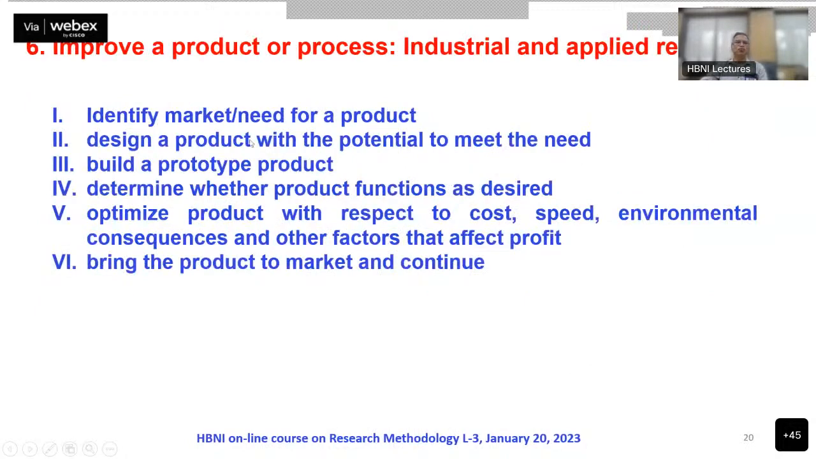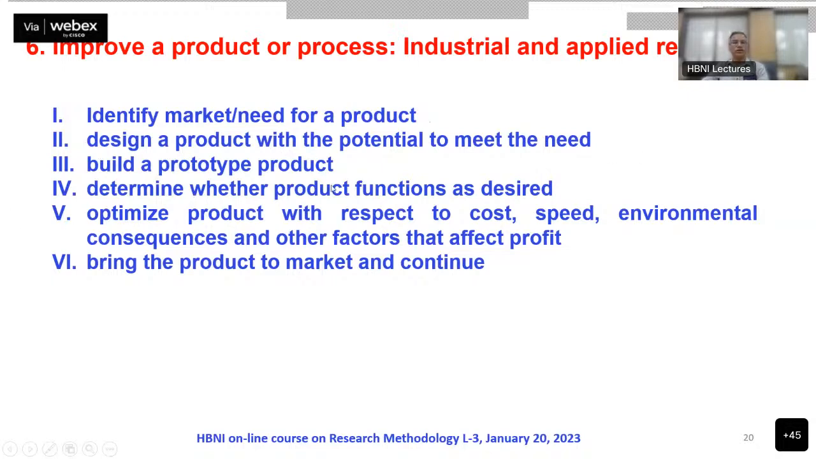Then you have improving a product or process in industrial and applied research. A lot of people in industry are trying to develop and improve their products to meet market requirements. Identifying the market need is something called trend forecasting: five years down the line, what will be the requirement of the people? People are doing a lot of research. So if you have something in your mind, do a market survey on what people want in this product, and design a product with the potential to meet the need.